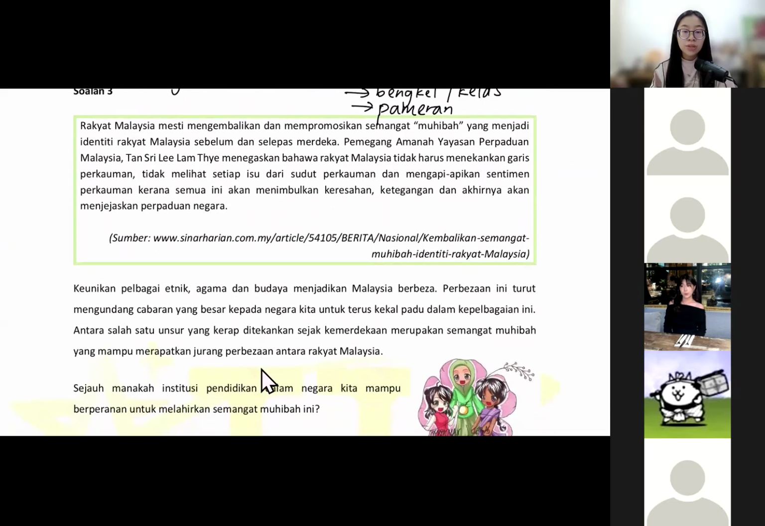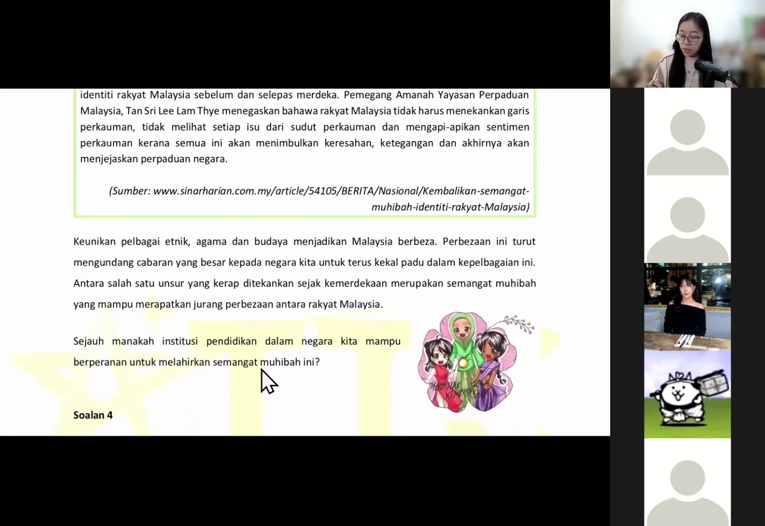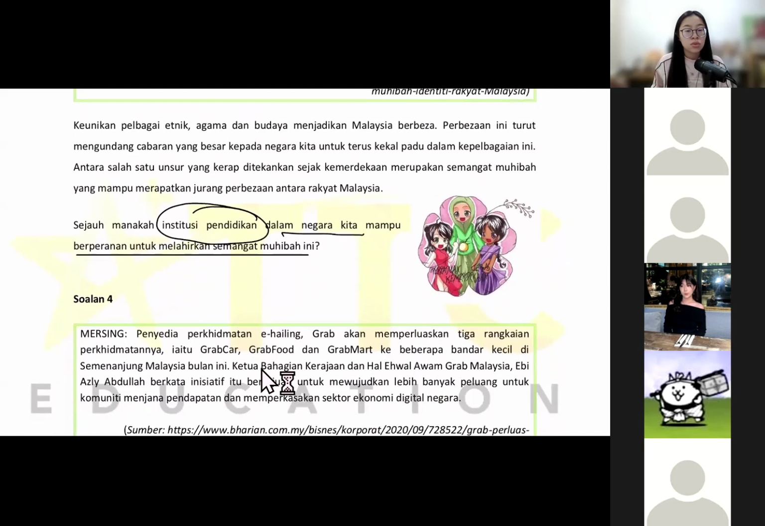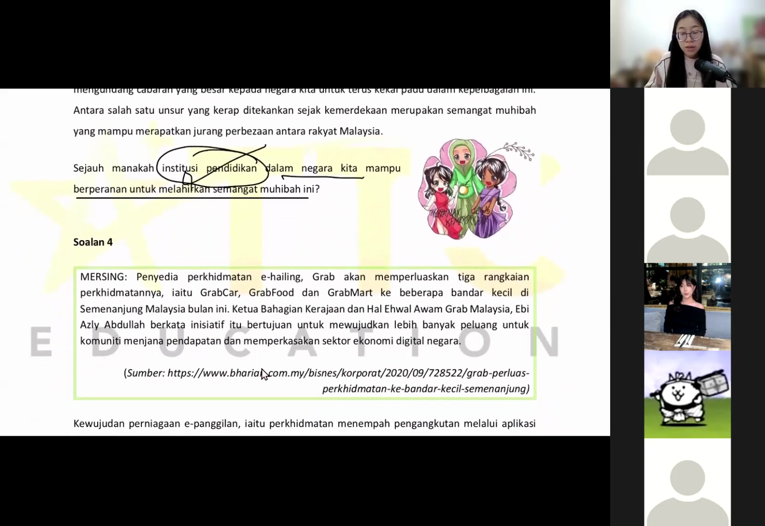Okay, 3 and 4 I won't discuss, but 3 I need you to know that the specific one, institusi pendidikan dalam negara kita mampu berperanan untuk melahirkan semangat muhibah, which is like close relationship, like got friendship, friend within each other. Now, they're asking what actually institutions for the educations can do, which is like school, or the Kementerian Pendidikan Malaysia, what the school, college, uni can do. This one, they specifically want the peranan here. Okay, I won't discuss already.